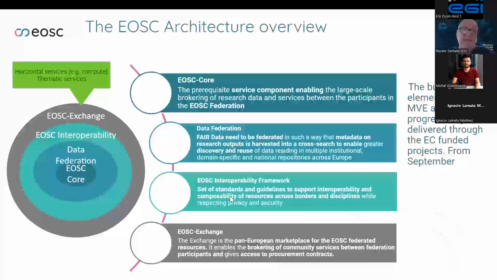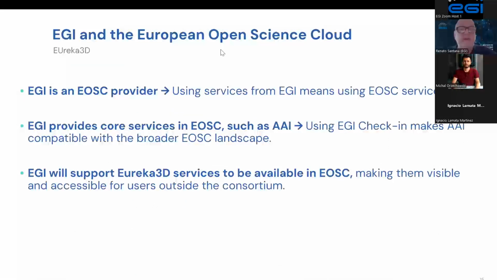So this is the architecture. Again, I'm going to leave all these details in the presentation for you when you want to have a look. Horizontal services, for instance, the core services, EOSC federation stuff. Data federation could be VO federation, EUreka3D data. Interoperability, that's a layer for interoperability features with Europeana, for instance, and also EOSC Exchange, computing, thematic services, etc. The building elements of this are a micro view overview.